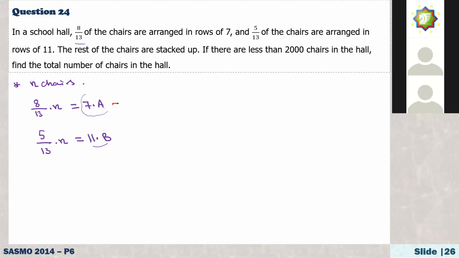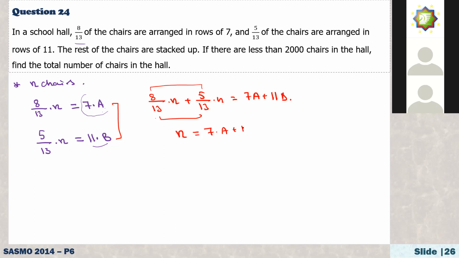Anyway, guys, if you add side by side, what do we see here? 8/13 times n plus 5/13 times n equals 7a plus 11b. As you see, 8 plus 5 is 13, and 13/13 is just equal to 1. So here we have n, the number of chairs, equal to 7 times a plus 11 times b. The rest of the chairs are stacked up. If there are less than 2,000 chairs in the hall, find the total number of chairs.